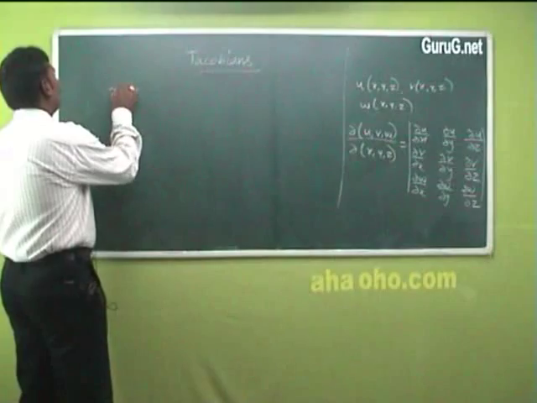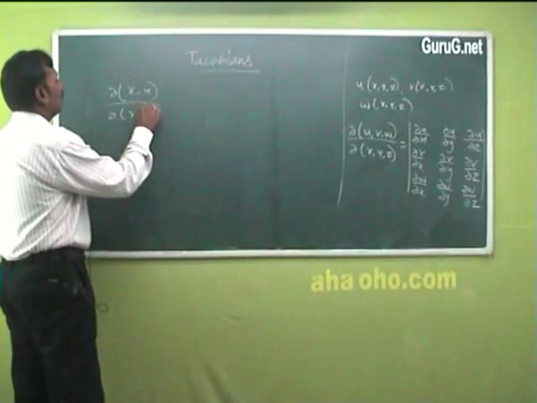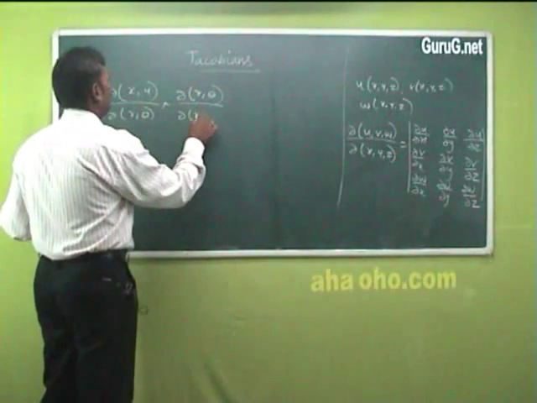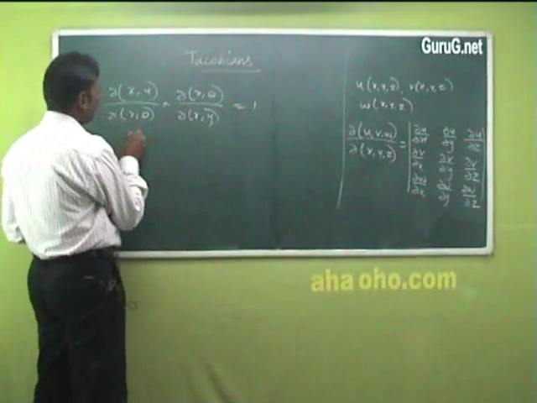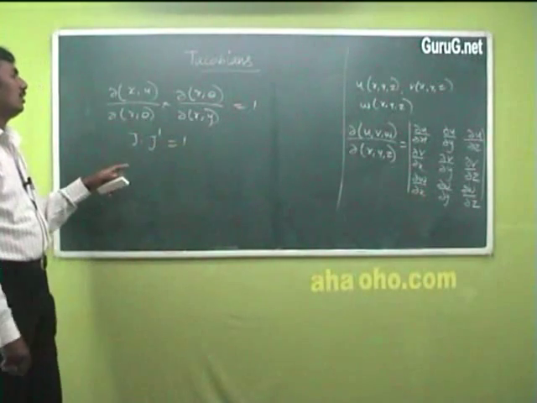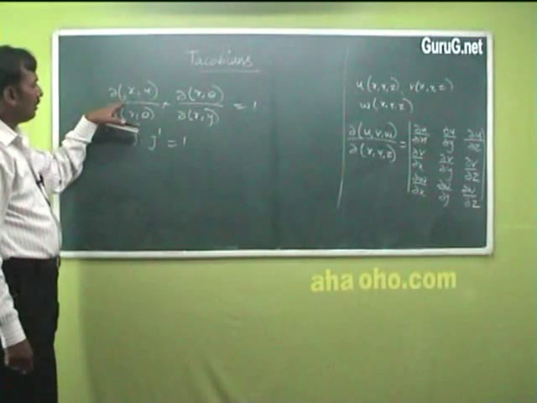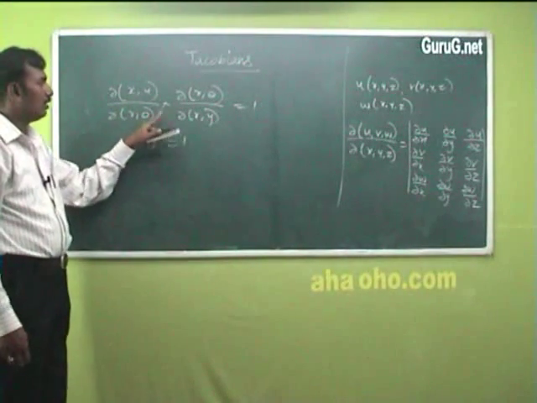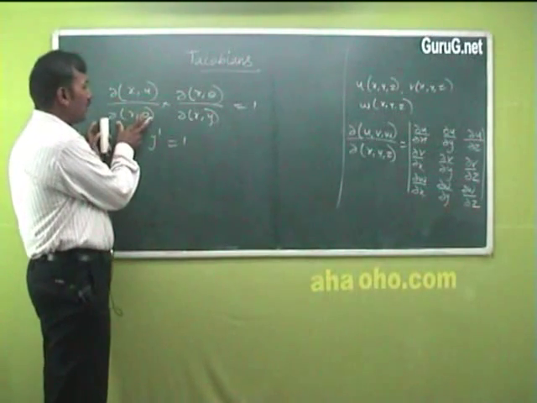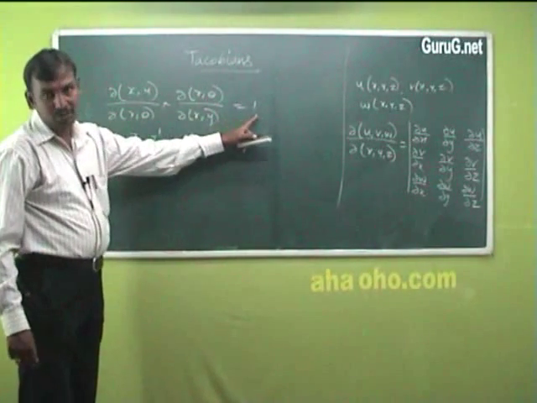So ∂(x,y)/∂(r,θ) into ∂(r,θ)/∂(x,y) equals 1. I can take this as J and this as J dash, so J J dash equals 1. So this is reciprocal, right? You don't simply cancel this, okay? It's not like that. You find out the Jacobian of this and the Jacobian of this, and then you apply this rule, you may get the value 1.